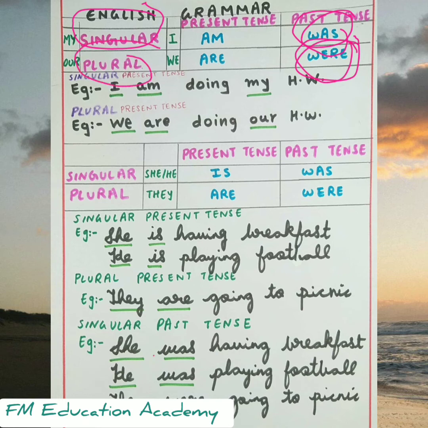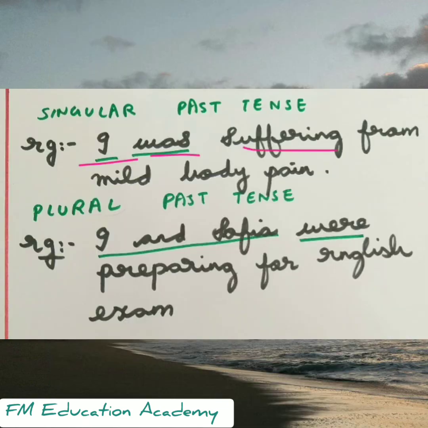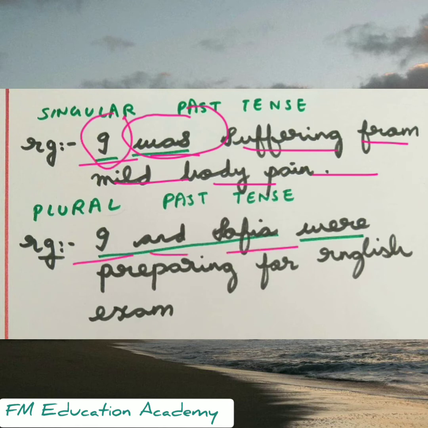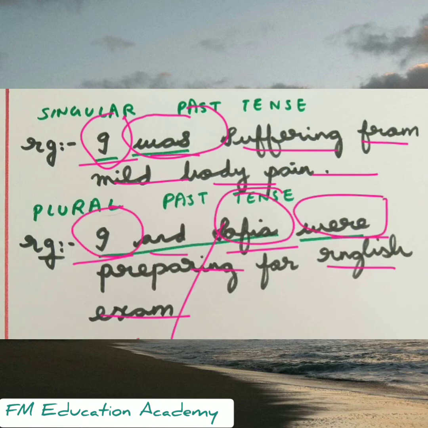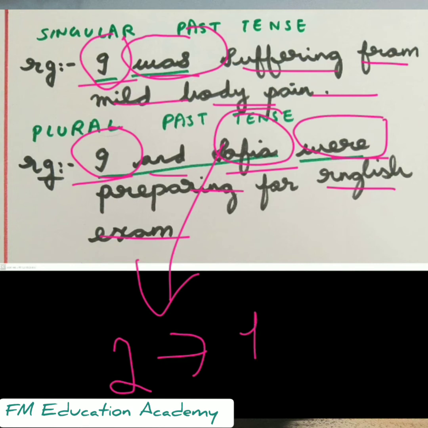So, was means we are using it like this. She was having breakfast. He was playing football. They were going to picnic. Let us see some more examples with was and were. I was suffering from mild body ache. So I'm using I with was because that is the rule. I and Sophia were preparing for English exam. Why is were coming? Because I and Sophia means there are two. Two means it is plural. So that is why we're using were.